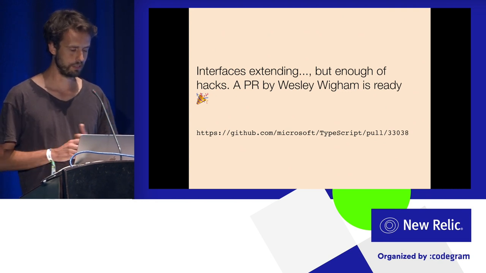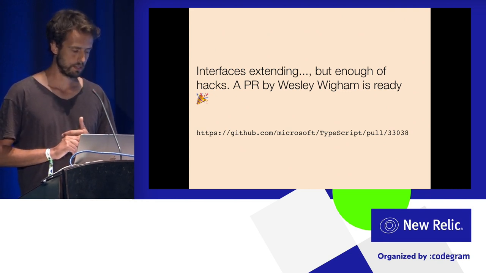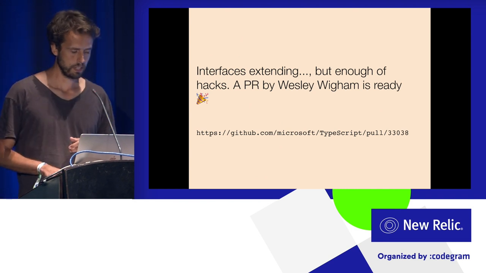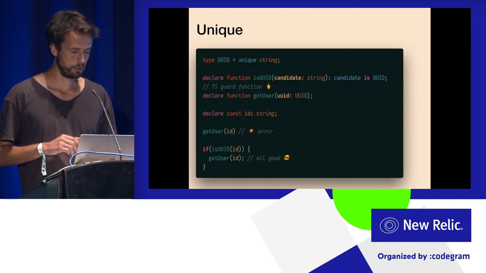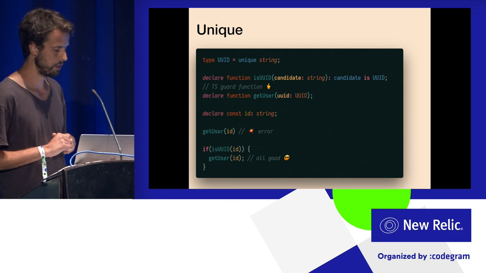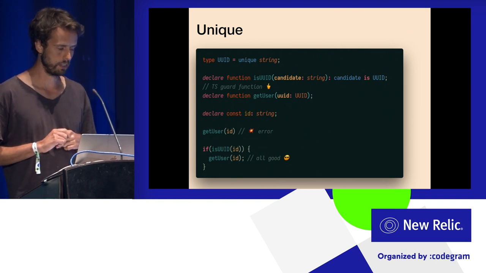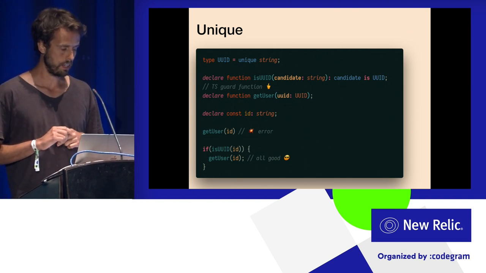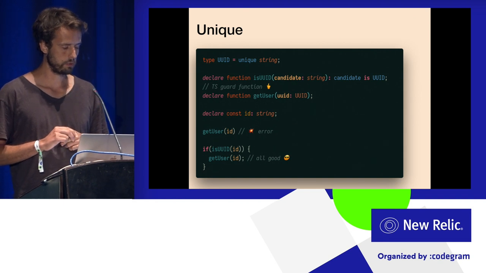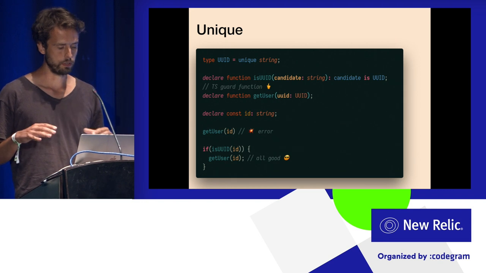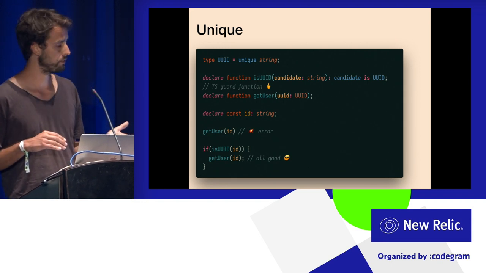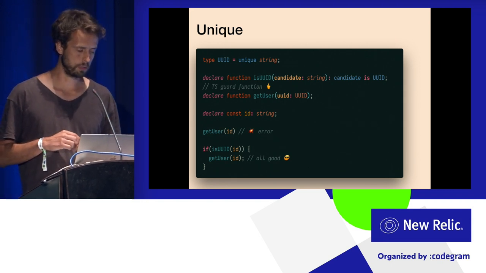All the hacks might not be needed very soon. There's a PR ready by Wesley Wigham, which introduces a new unique keyword. You can see it at the top. Here we define UUID as a unique string. And then we can define, for example, a guard function, which decides whether a string is a UUID or not. Here it's just the declaration; we would still need to implement it.